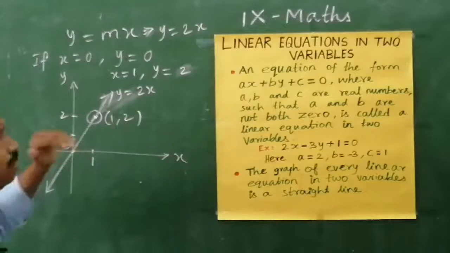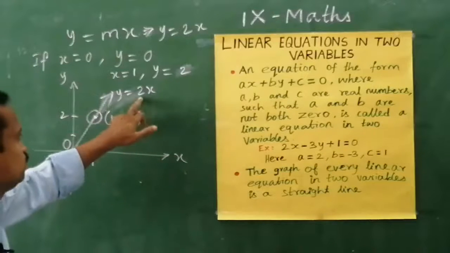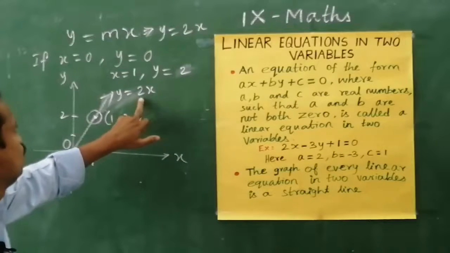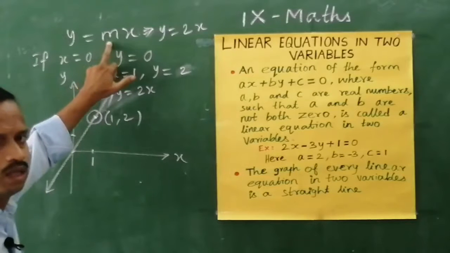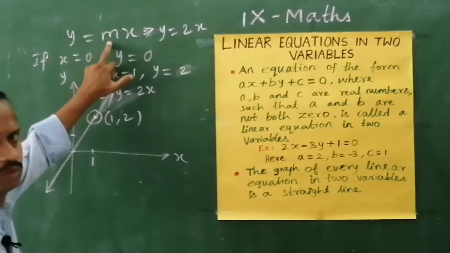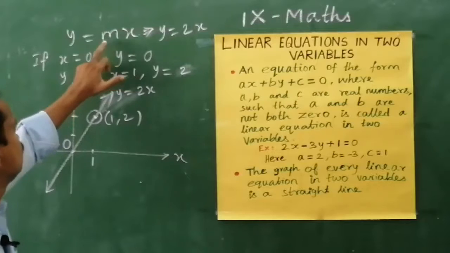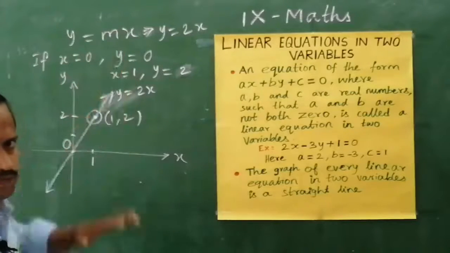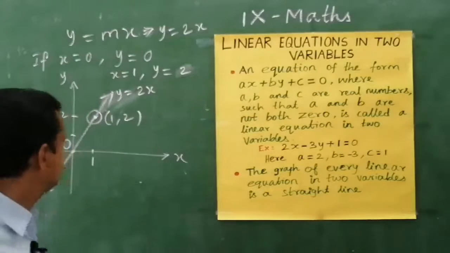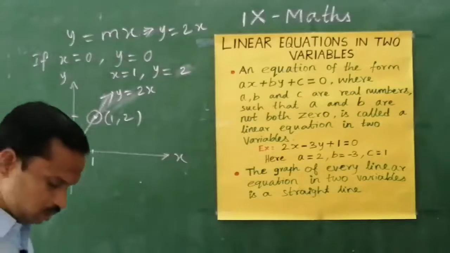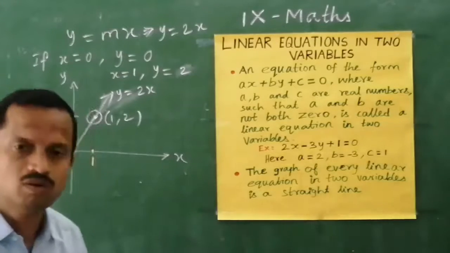Definitely, in y equal to mx, instead of the coefficient of x that is 2, we are giving a constant, that is m, a general constant m. So y equal to mx, such type of equation represents a line passing through the origin. And we move to exercise number 4.1.